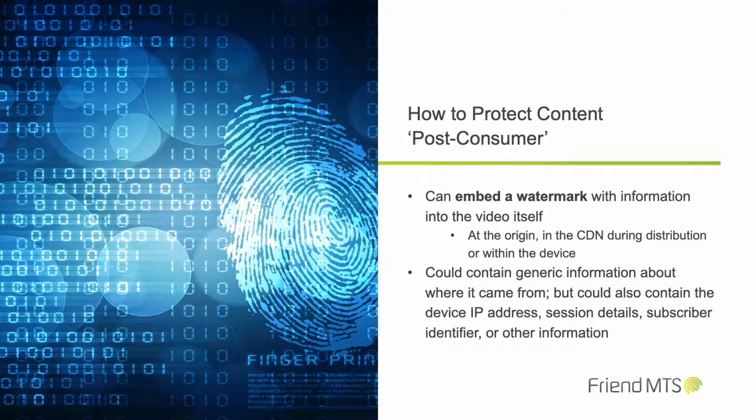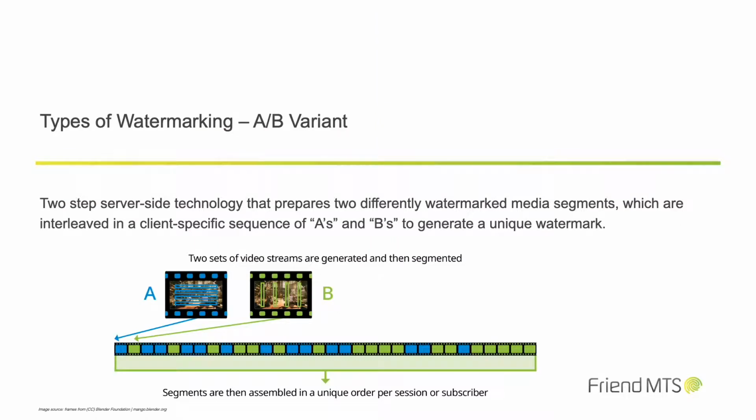Now let's look at two common watermarking technologies relevant to streaming media. First, we have a technique described as AB variant watermarking. The same video is processed into two variants, one containing a watermark that distinguishes an A and the other a B. If you like to think of this as binary zeros and ones, that's okay. Basically, just two different watermarks can be used in a sequence that uniquely identifies the subscriber. The payload of this watermark is basic. It can only contain generic information about where it was distributed from. It's the unique order of the segments that would allow a specific subscriber to be identified.